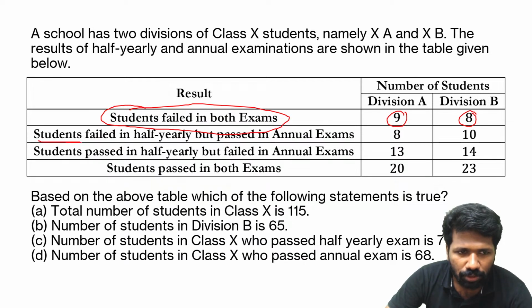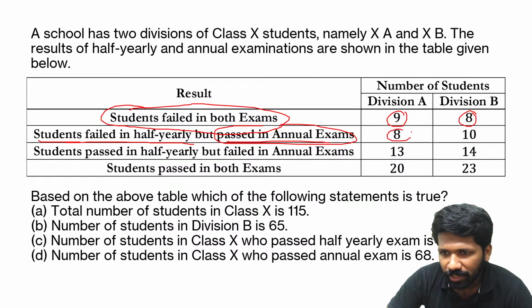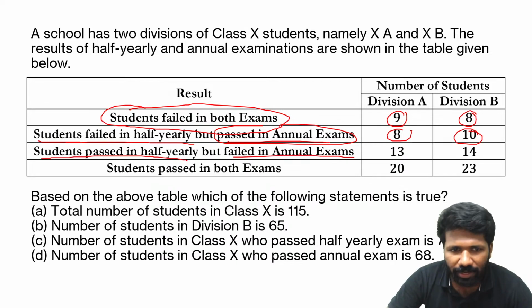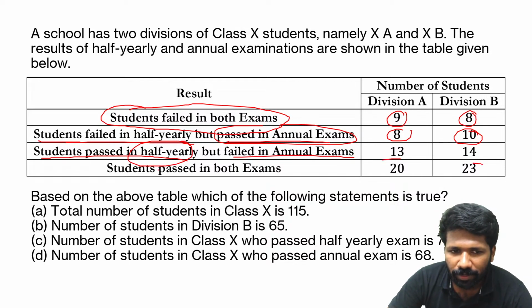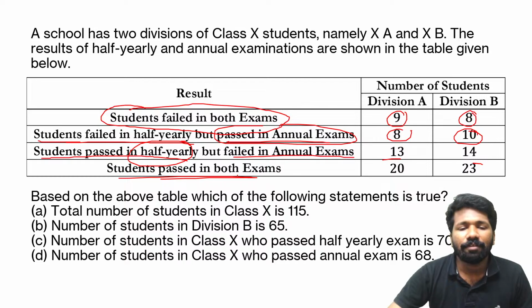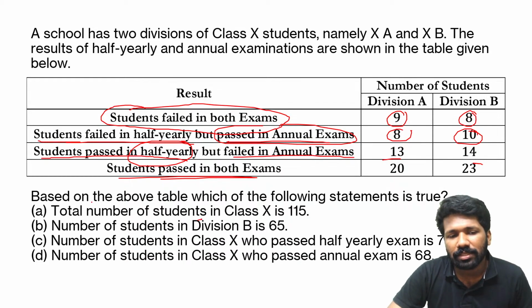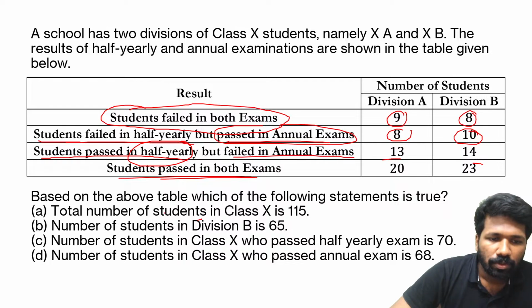Second row is students failed in half yearly but passed in annual exam. They passed only in annual exam, they failed in half yearly exam. 8 and 10 respectively. Next is students passed in half yearly but failed in annual. That number is also given. And students passed in both exams. That means they passed in annual and half yearly exams. From this you have to analyze data based on the above table. Which of the following statements is true? Total number of students in class 10 is 115.